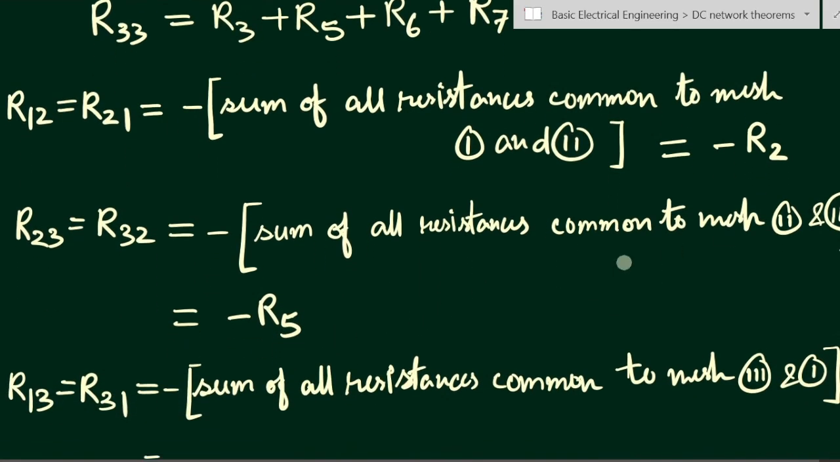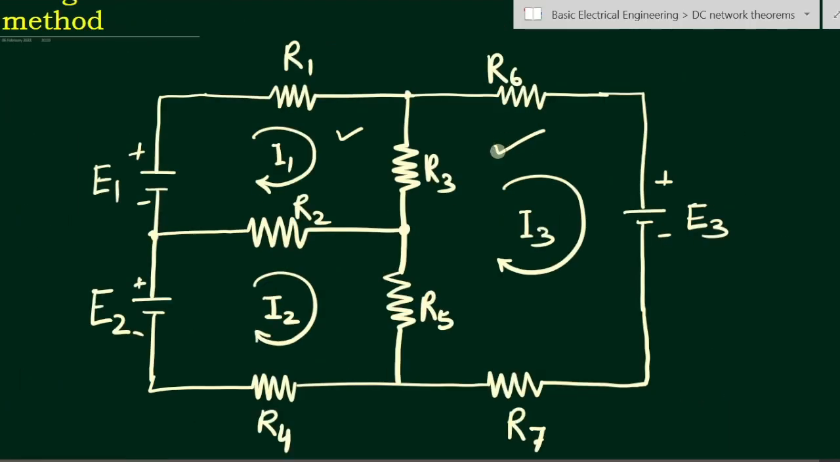Similarly, we can find out R13 and R31. R13 will be equal to R31 because now we have to consider loop 1 and loop 3. We have to find the common resistances to meshes 1 and 3, that is the sum of all resistances common to both mesh 3 and mesh 1. So this is mesh number 3, this is mesh number 1, and the common resistance is this one. There are no other resistances common to both loops. So here we have to consider R3 as the common resistance. Therefore the sum of all the resistances will be R3.